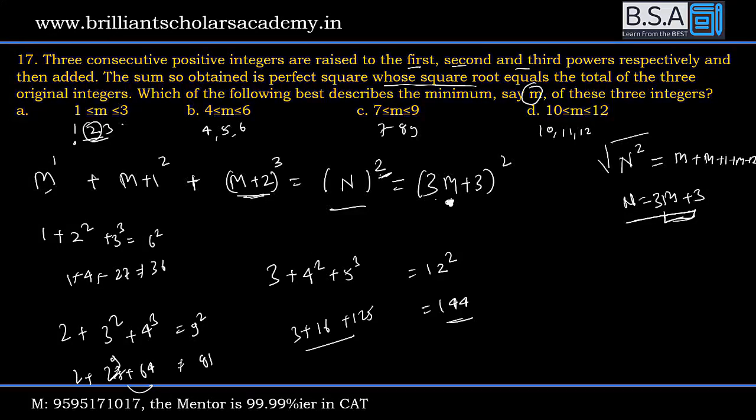If I put 3, this becomes 9 plus 3, 12. 12 squared is 144. It matches. 19 plus 125 is 144, equal to 144. m is equal to 3.